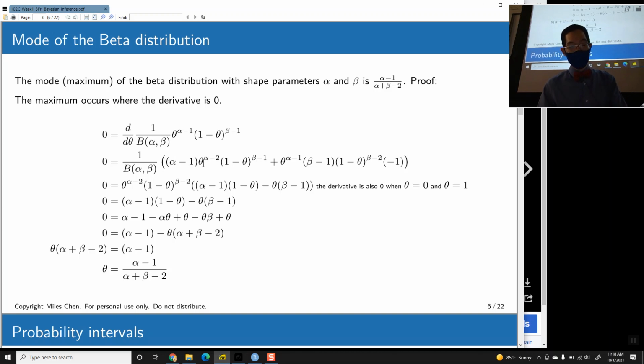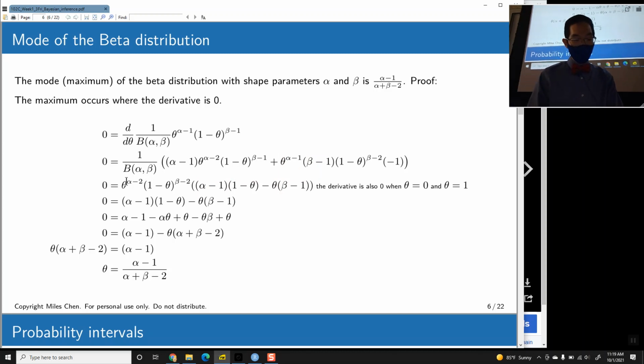So what I can do is factor out, since I've got two terms separated by a plus sign, theta to the alpha minus 2, and I can also factor out 1 minus theta to the beta minus 2, okay? If I factor this out of this side, I'm going to be left with alpha minus 1 and 1 minus theta. And if I factor this out of this over here, I'm going to be left with a theta, okay, a theta here, and beta minus 1.